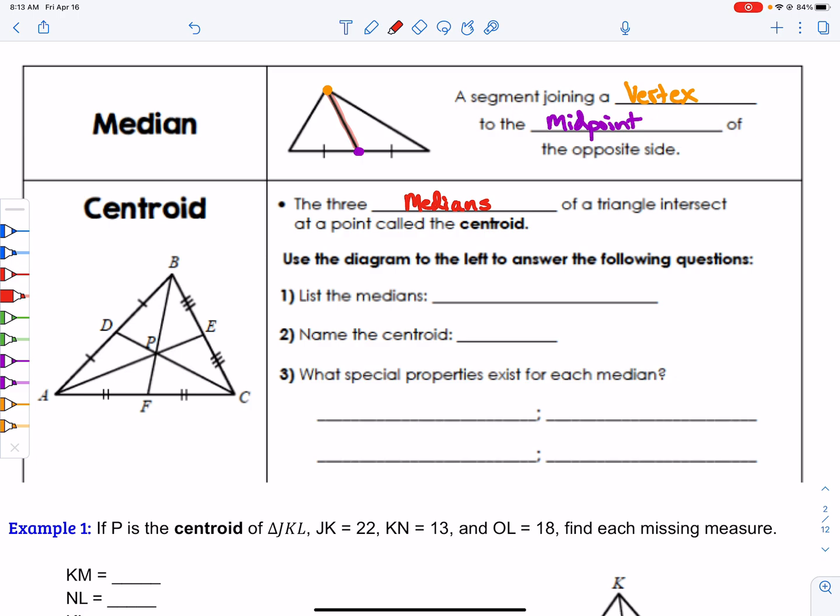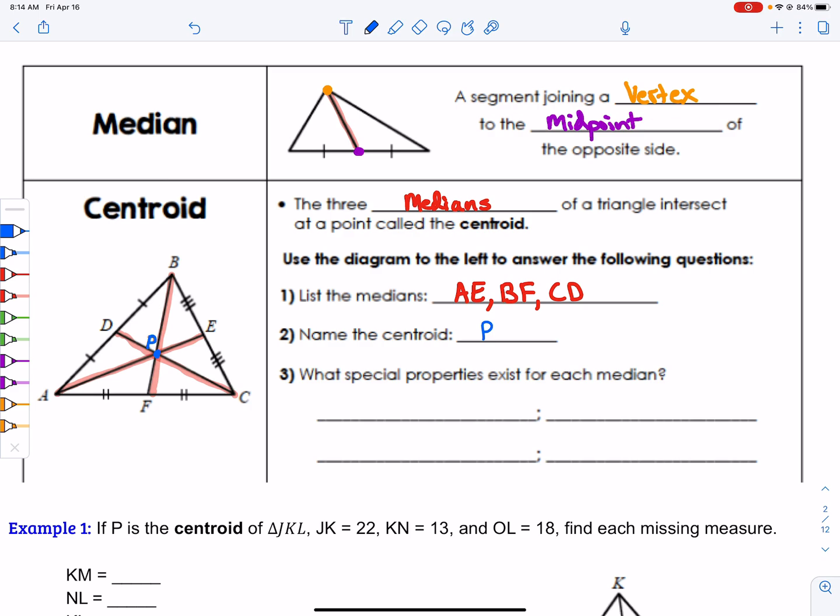So if we go from the vertex A to the midpoint of the opposite side, we would have a median called AE. So let's list that one out. Then another median would be from B to F, from the vertex B to the midpoint of the opposite side, which is F. And then the third one would go from C, which is our third vertex, to the midpoint of the opposite side, which was D. The centroid name would be just that letter they've put right there at that point in the middle of the triangle, so that's just P.